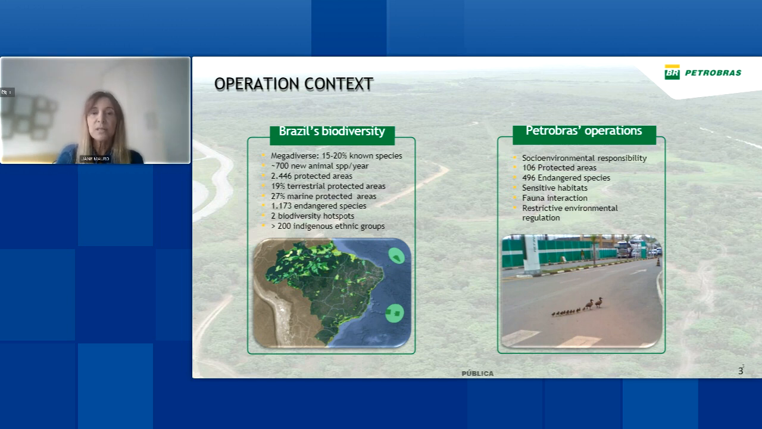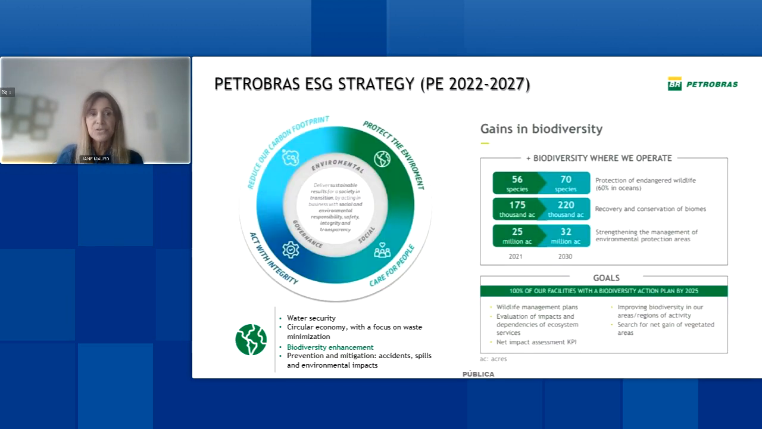So working with social environmental responsibility is key. Since we have interaction with protected areas, endangered species, sensitive habitats, even a lot of fauna interaction within our units, and we have a very restricted environmental regulation in the country. Well, our ESG strategy, defined in our last strategic plan, has 4 pillars, which are care for people, act with integrity, reduce our carbon footprint, and protect the environment.